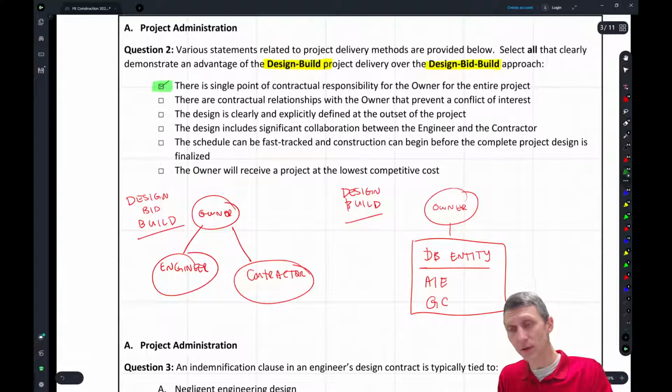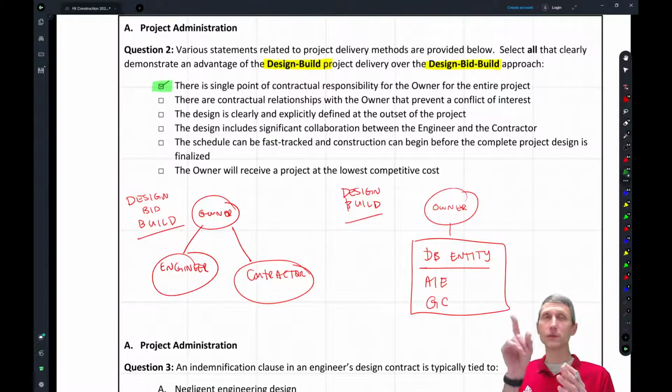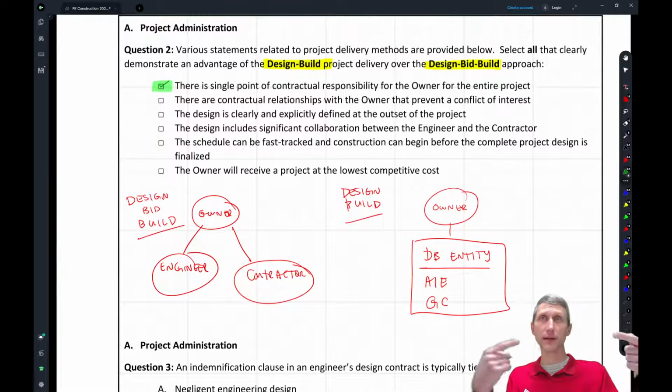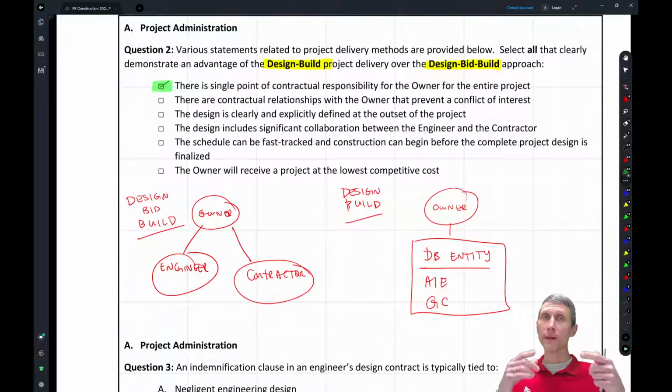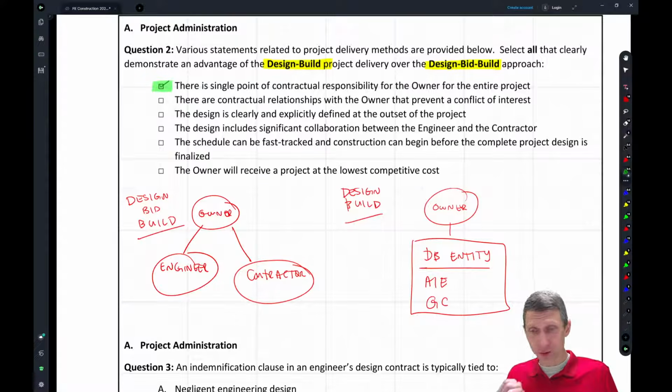In terms of what the owner has, the owner doesn't have to say, well, no, it's the engineer's fault, no, it's the contractor's fault, and then have people point fingers at each other. The owner can just say, hey, I hired you to do this job, and there's a problem, go fix it, right? So the owner likes that in the sense that there's a single point of contractual responsibility, one payment, you're done, right? That's an advantage, okay? And let's keep going. There are contractual relationships with the owner that prevent a conflict of interest.